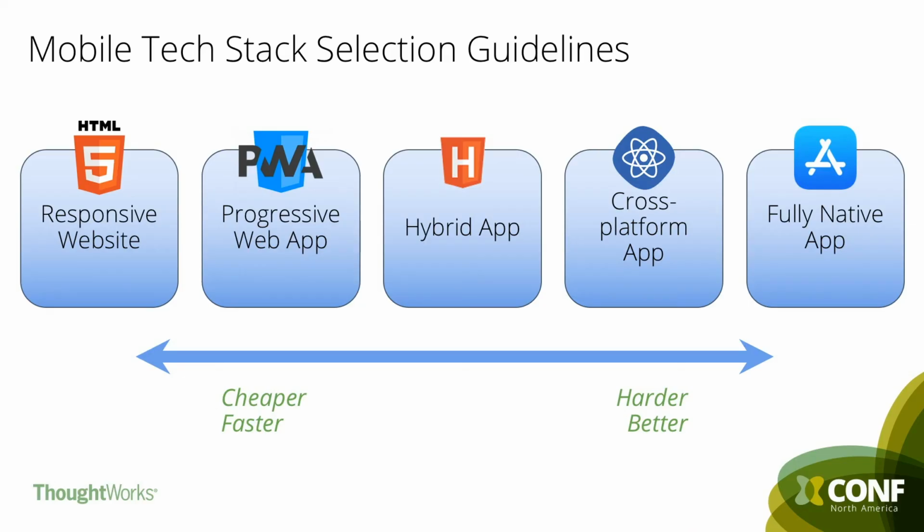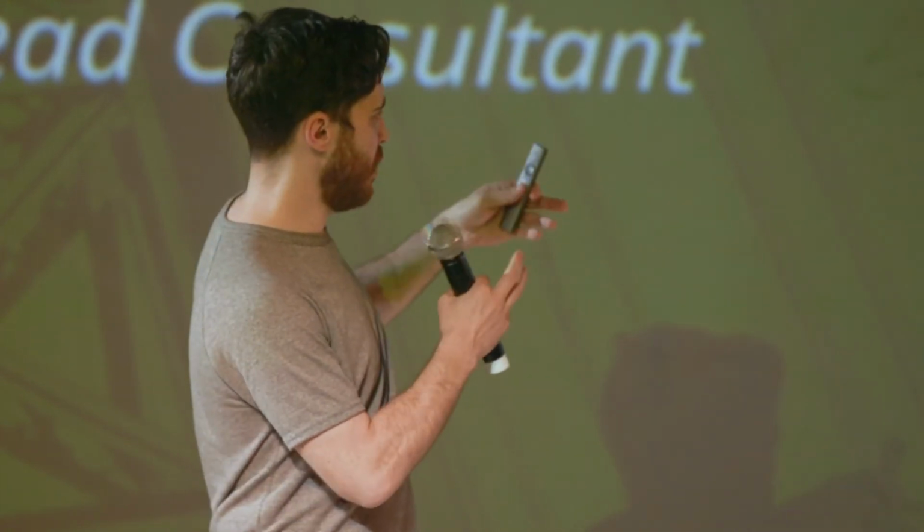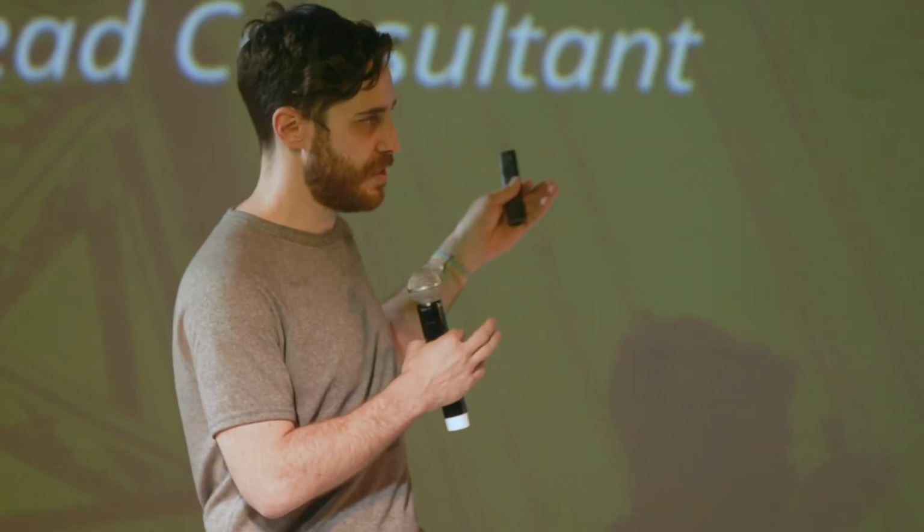So a sort of naive look at this, if you're just looking at this spectrum, is that on the left you have the stuff that's the cheapest and the fastest. On the right you have stuff that's hardest, but it might come out better. This is obscuring a lot of the complexity of the decision and also obscuring the fact that you can mix and match this stuff. Like you could have a fully native app with a responsive website as one tiny part of it. There's obviously a lot of nuance to it.